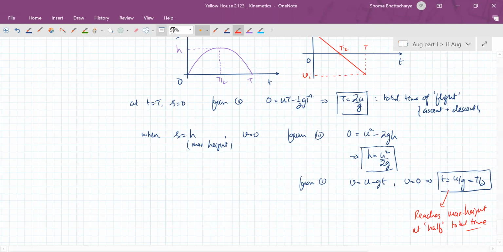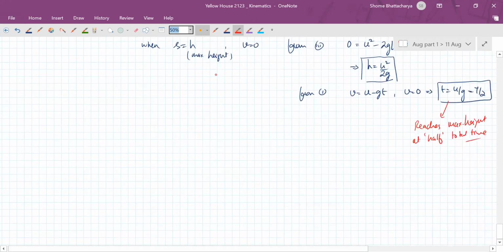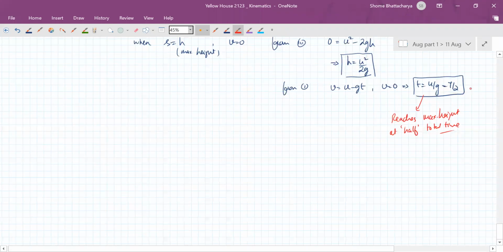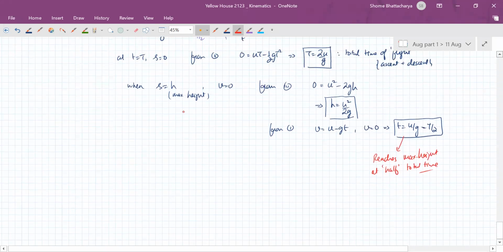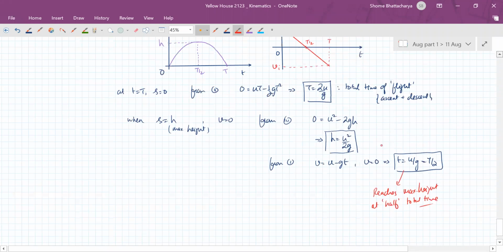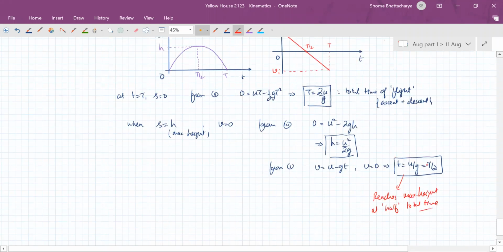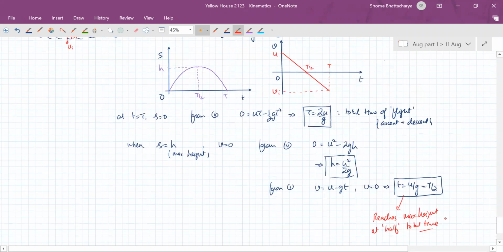So that's why you can see that reflected in the graph also. In the symmetry of the graph, you will see that the upward journey and the downward journey, the ascent and descent, are exactly symmetrical with respect to each other. It reaches the maximum height at half time, and it takes the same amount of time to come down as it is taking to go up.